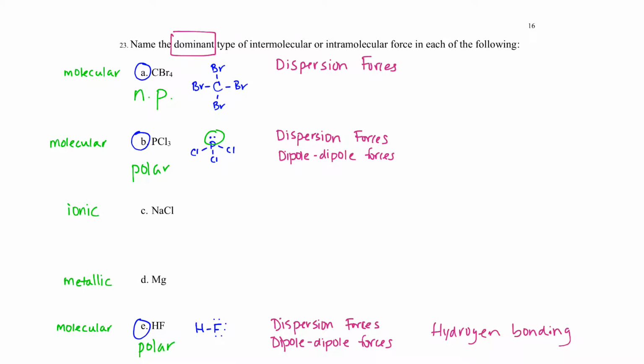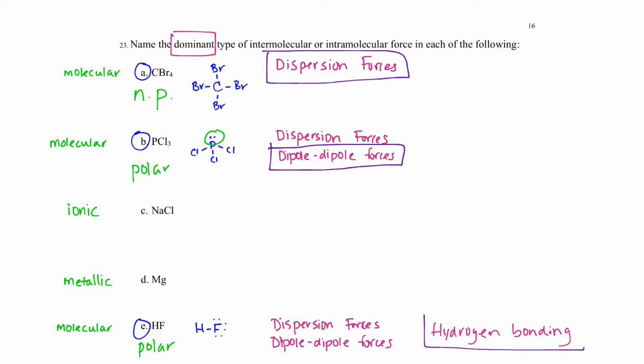So that means in A, our dispersion forces would be dominant because they're the only thing that's there. In B, dipole-dipole forces will be dominant because they're permanent, whereas dispersion forces are temporary. And then in E, hydrogen bonds will be the most important because those are the strongest. So that's how you would work your way through the ones where they are molecular.